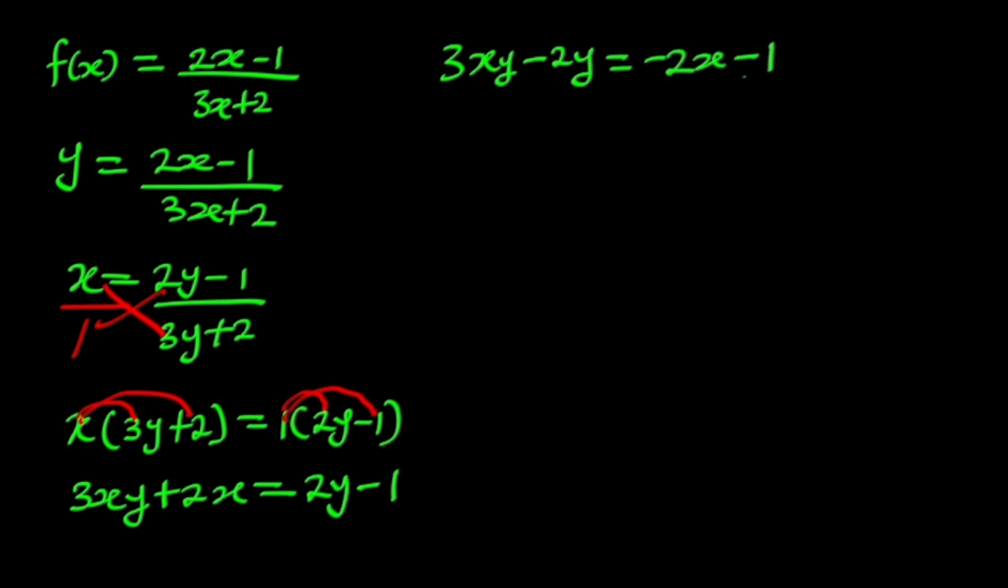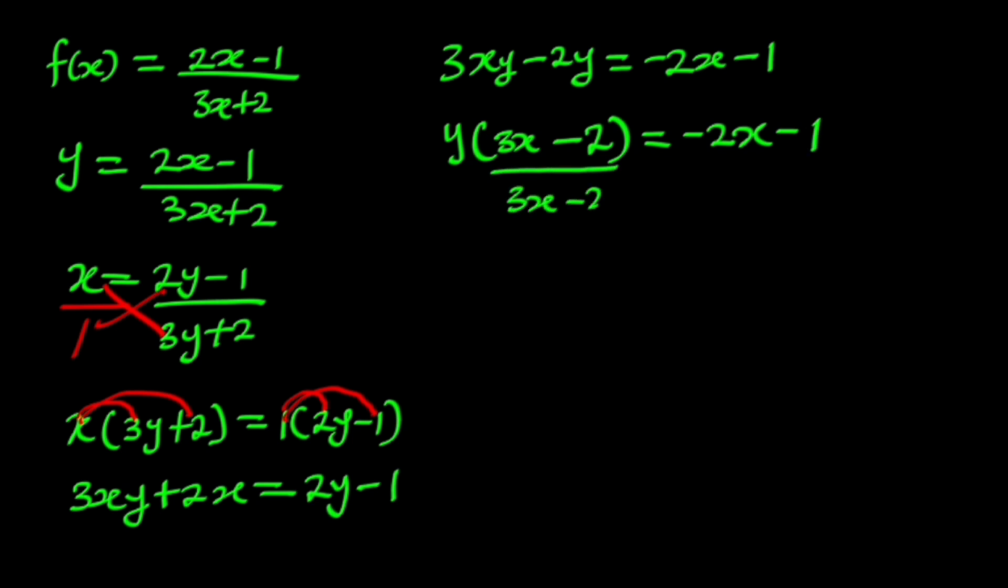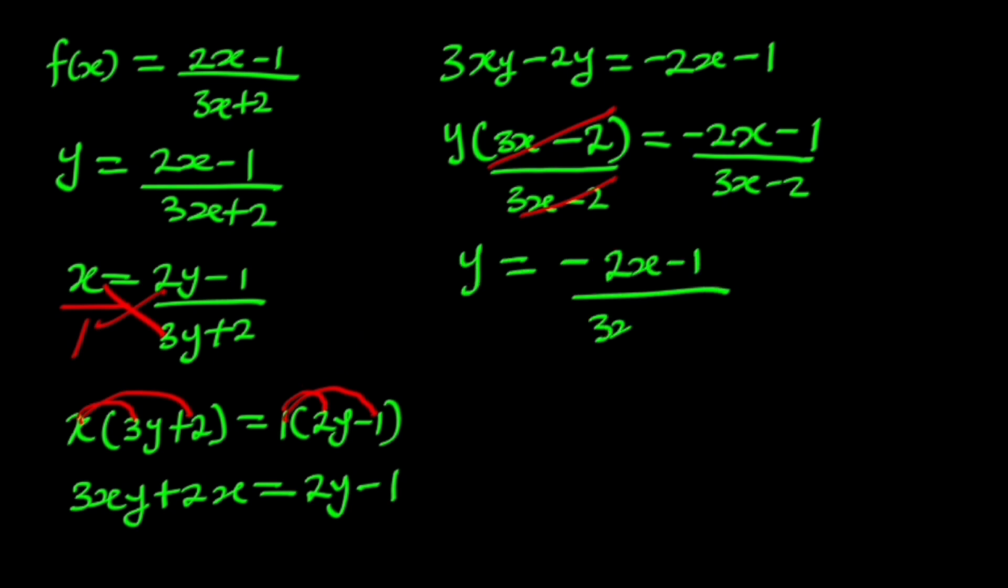Next we factor out y on the left side. Factoring y from 3xy will leave us with 3x, and from minus 2y will leave minus 2, equals minus 2x minus 1. Next, we divide through by 3x minus 2. 3x minus 2 will cancel out, and we are left with y equals minus 2x minus 1 over 3x minus 2.